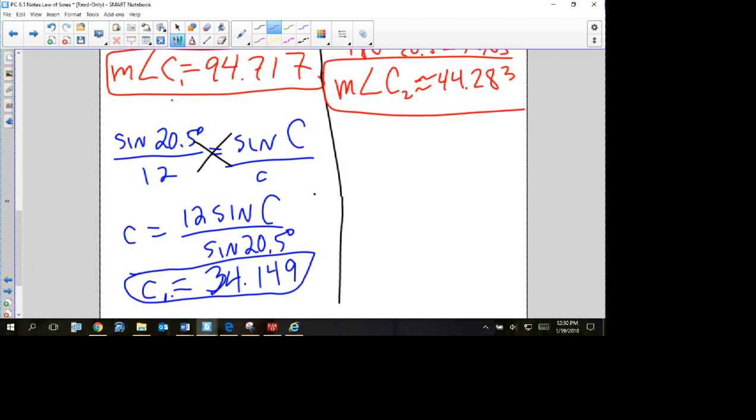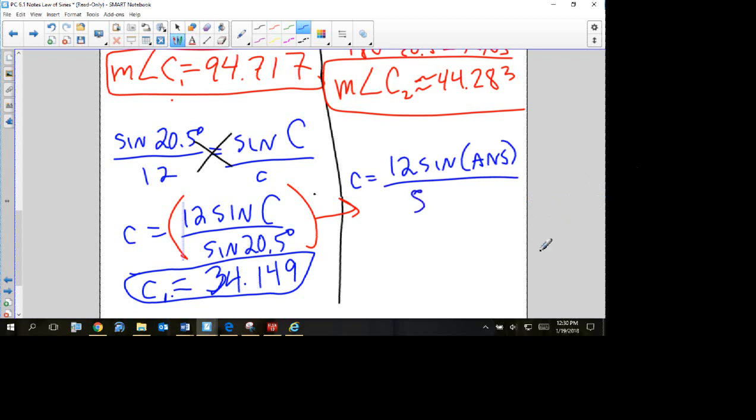And then the work that we did over here is going to be the exact same work that we do over here, except C is now that value. Since I've already done the cross multiply, all I really have to do is think about typing this part in. I just have to use a different C. So you could either store it as C again, or you could just use ANS since that was the last thing we did. So I'm going to type in my calculator 12 sine answer divided by sine 20.5. And you get 23.924.